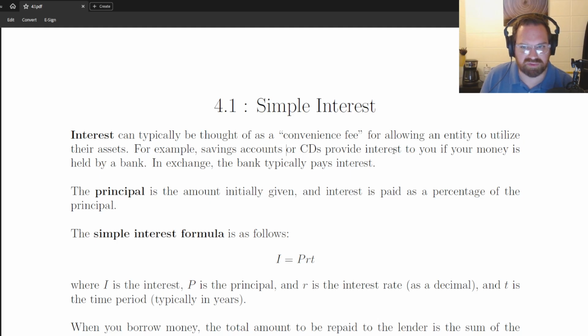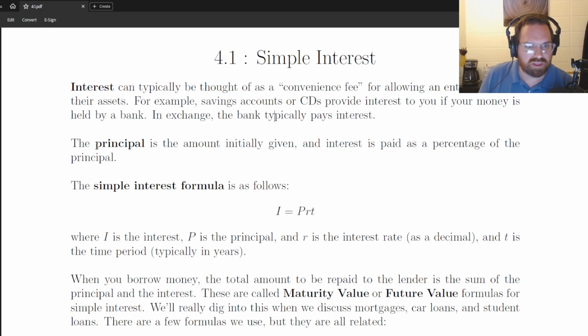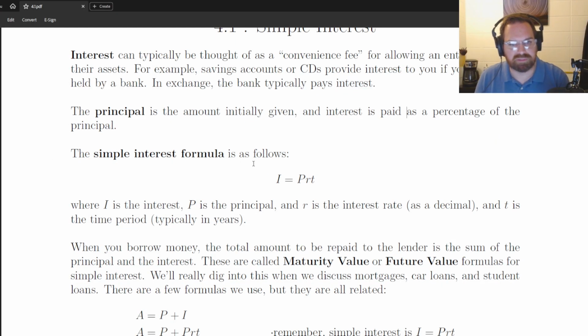So here's some other examples. Savings accounts and CDs provide interest to you. But with credit cards or loans, any loan, a mortgage, things like that, the bank is basically giving you money up front and you owe them money in return for giving you all that money up front. So that's typically how those work. The term principal here is the amount that we initially give, and interest is paid as a percentage of that principal.